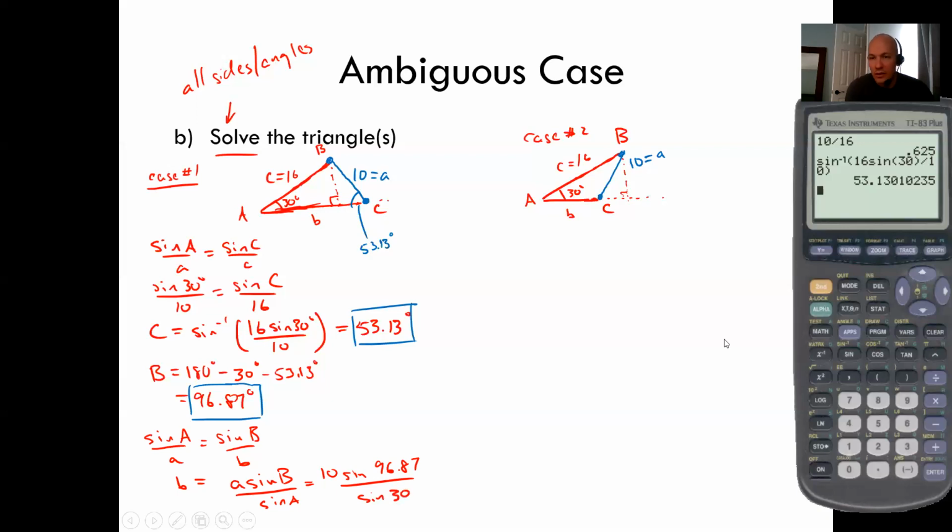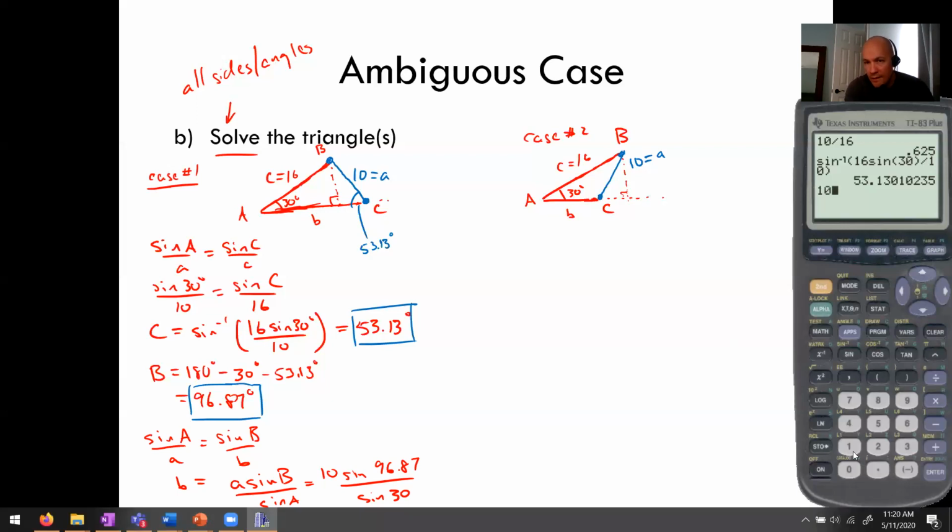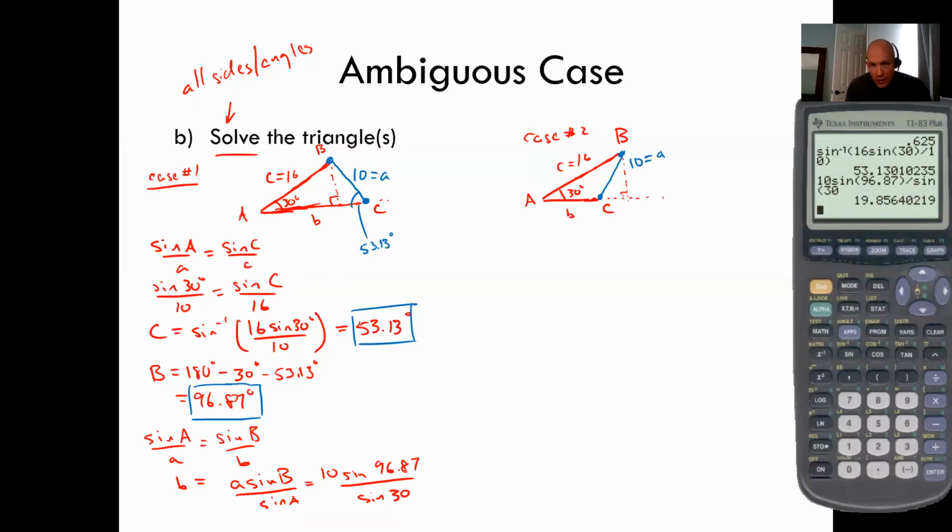So we go to the calculator and we'll just type that in. 10 sine 96.87, and we'll divide it by sine of 30. Okay, and we'll get 19.85, which I'm just going to round to 19.9. And it was probably centimeters, so I'll just stick that there.